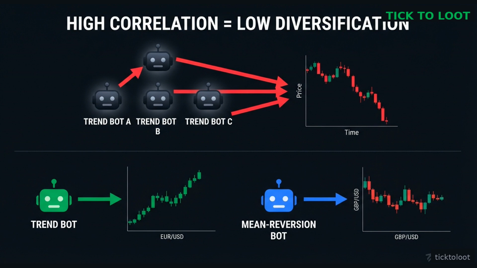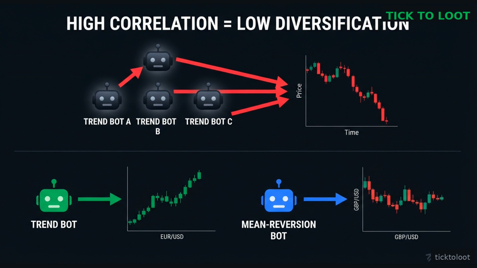many bots that all do the same thing. Picture a group of friends all deciding to wear the same raincoat on a stormy day. If the raincoat tears, they're all soaked because they didn't bring any backup options. In trading, this translates to running several algorithms that follow the exact same logic, like three trend-following bots all trading the same currency pairs on the same time frames. Because they are so similar, they react to market moves in the same way. When a market takes a sudden turn against the trend, all three bots will likely lose money at the same time. This is called high correlation.